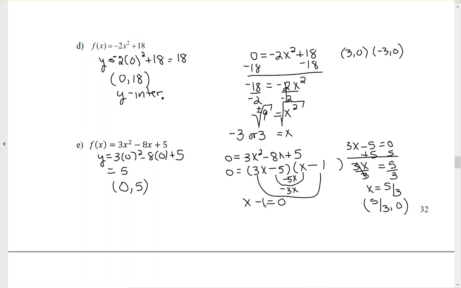Solve for x. So add 1 to both sides. And we get x equals 1. So I have the x-intercept of 1, 0. So I have 2 x-intercepts and 1 y-intercept.